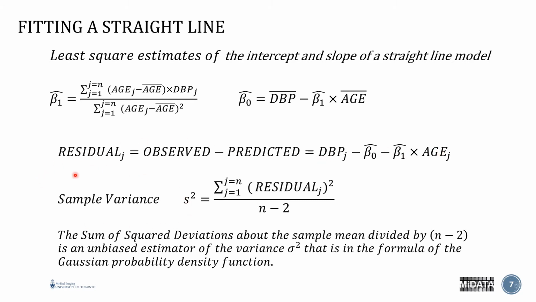Now, when you look at your sample variance, just as we did in the previous slide, there we had the value minus the mean, squared, divided by n minus 1. But in this case, we're using the residual. Once again, it's still the residual, but in this case, we have two parameters in the residual. And this is what the residual is equal to, and we're going to put it in here and square it. And this time we divide it by n minus 2 because there are two parameters in our residual that are being estimated. And this, once again, is an unbiased estimator of the variance that, again, is in the formula of the Gaussian probability density function.